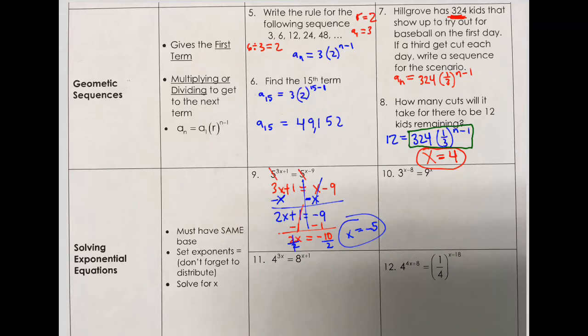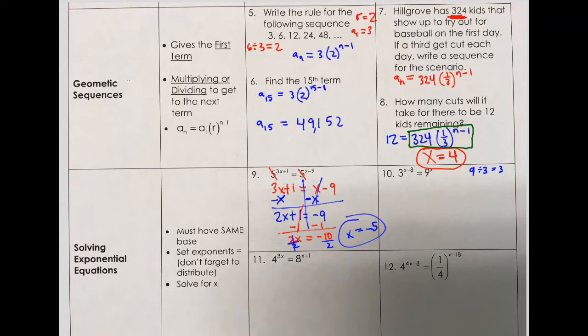Okay, so looking at number 10, we have two bases here. The bases are not the same. 9 and 3, not the same. And so we have to make them the same. I told you before, you can take the bigger base and divide it by the smaller base. And so in this case, that is 9 divided by 3, which is equal to 3.